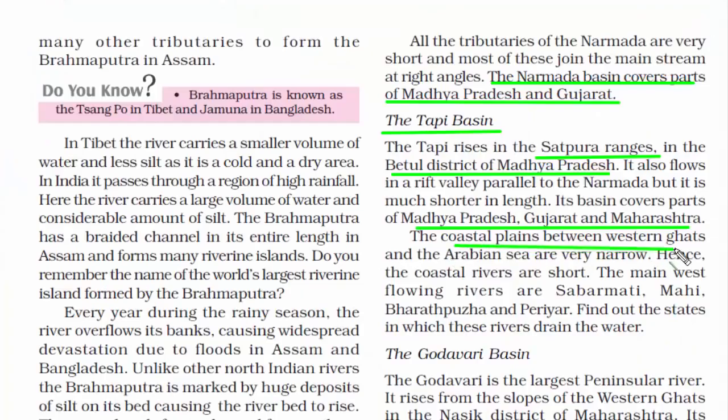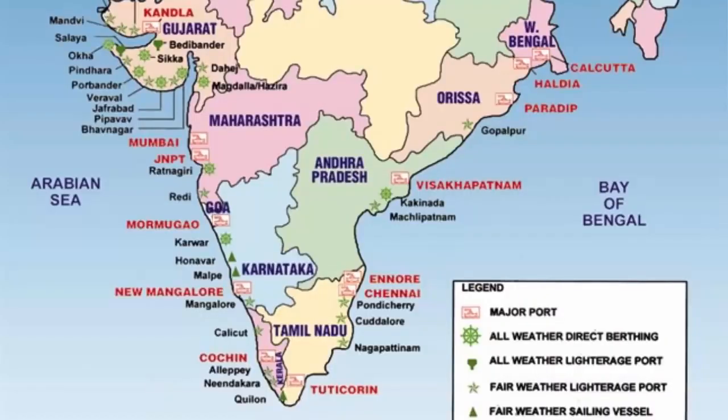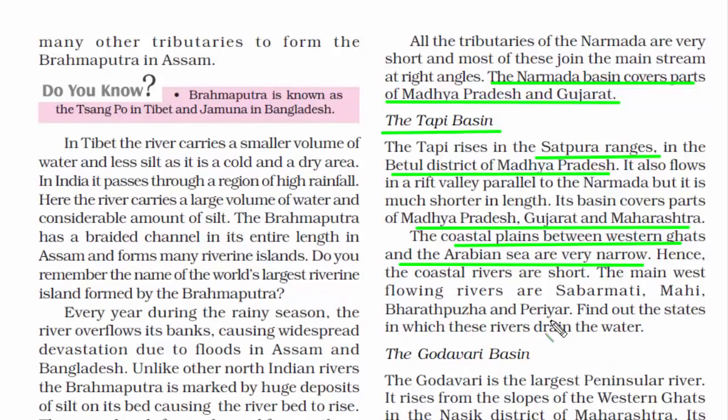So if you see, the coastal plains between Western Ghats and the Arabian Sea are very narrow. We are talking about the continental shelf. And also due to this reason, there are a lot more ports on the western side than the eastern side of our country. Because on the eastern coast, the continental shelf is very long, and it's not ideal to make a port in such a location.